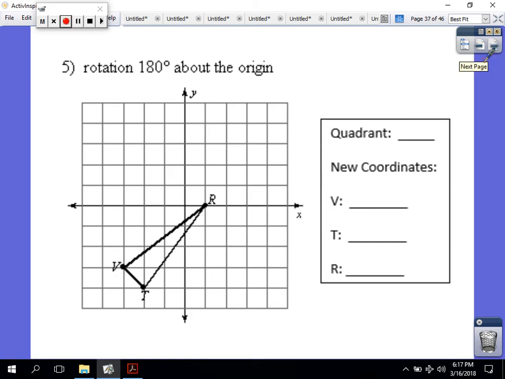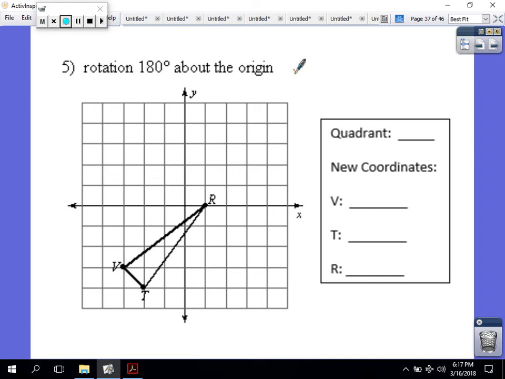So if you will pause the video and give these a try on your own, then I'll go over the solutions with you. So at this time, I want you to pause it, and I want you to try number 5 and number 6 on your own. Number 5 is 180 degrees, so that one should be easy, and 6 is a 90 degree clockwise. It's really common. So let me help you with the rules.